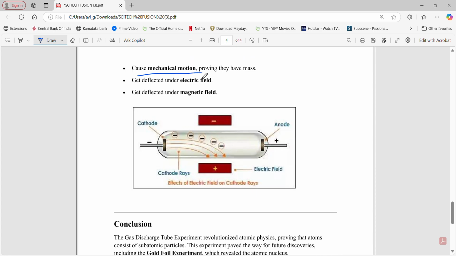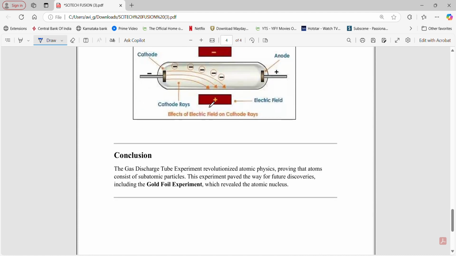causing mechanical motion, proving they have mass. They also get deflected under the electric field. Here in this diagram you can see that they are deflected towards the positive terminal in the electric field. Hence it is said that they get deflected under the electric field. They also get deflected under the magnetic field.